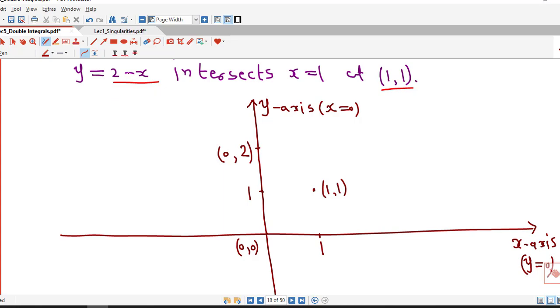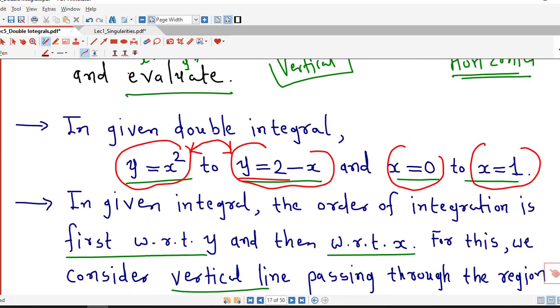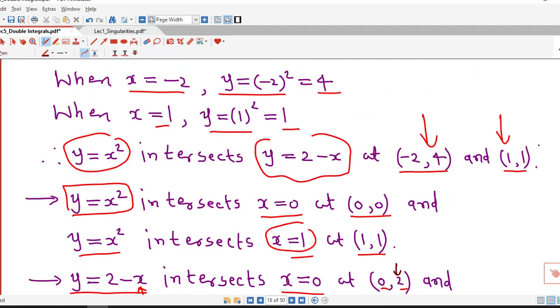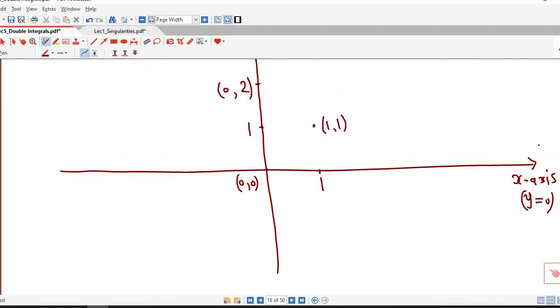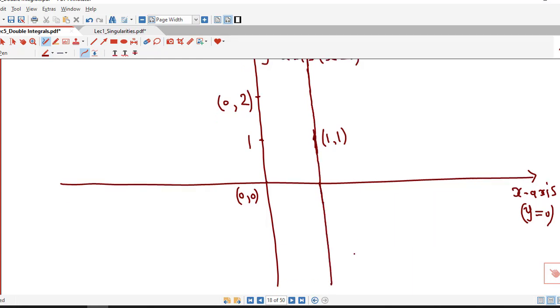But if we observe, our region is in between x equal to 0 and x equal to 1. So that means between the y-axis and this line, if we sketch this line passing through 1, 1 and this point, then this vertical line is nothing but x equal to 1.